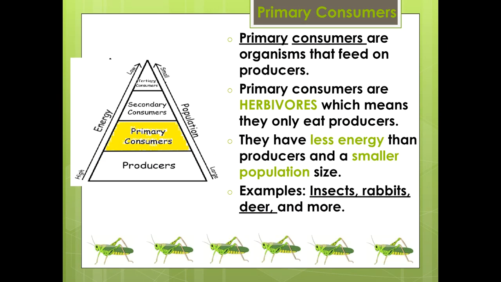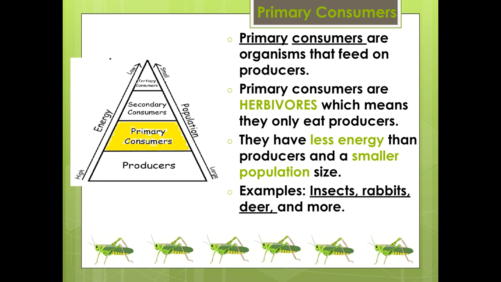Primary consumers are the next level. They are organisms that feed on the producers. So we call primary consumers herbivores, which means they only eat producers. They only eat plants. So if you look at the way the energy pyramid flows, the primary consumers are feeding on the level below. Because of this, they have less energy than the producers. Remember, they only get 10% from eating a plant, which in turn makes them have a smaller population size.